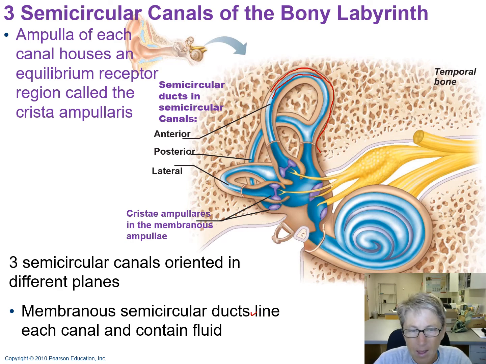And then an ampulla is just kind of an opening or a space. So this is the ampulla of the lateral semicircular canal. This is the ampulla of the anterior semicircular canal. And then this guy down here is the ampulla of the posterior semicircular canal. And then within each ampulla, you can see this little purple thing that looks like a dumbbell. That's your equilibrium receptor, and it's called the crista ampullaris.